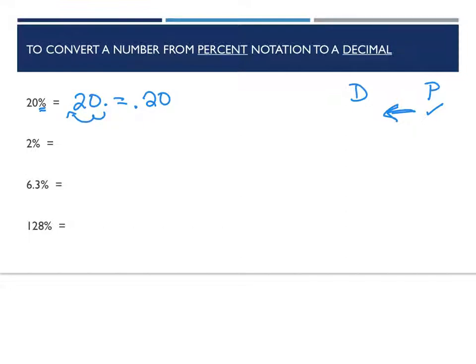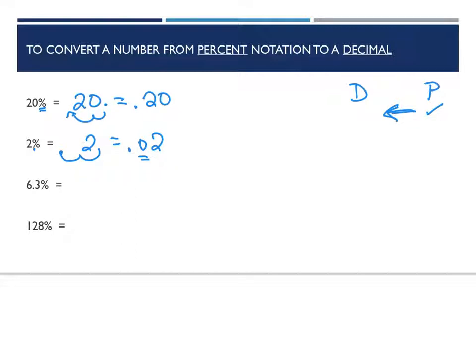2%, the decimal is right after the 2. Now, if I have 2 and I move the decimal point 2 places to the left, I can't just put decimal point space 2. You have to fill in there with a 0. So 2% is 0.02.